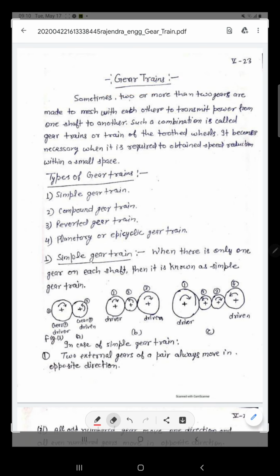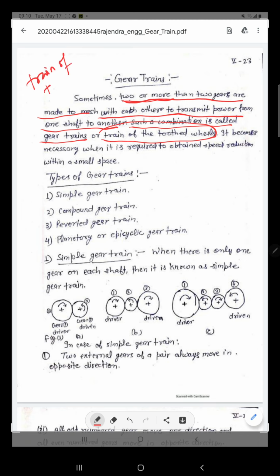So what is given here: when two or more gears are made to mesh with each other to transmit power from one shaft to another, such a combination is called a gear train or train of toothed wheels. So the alternative name given is train of toothed wheels.